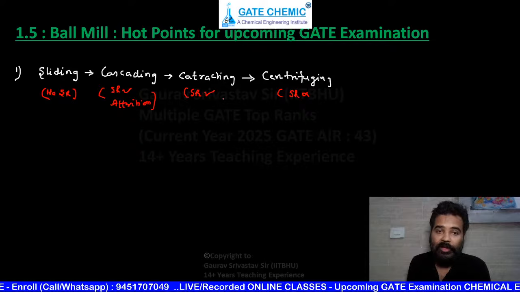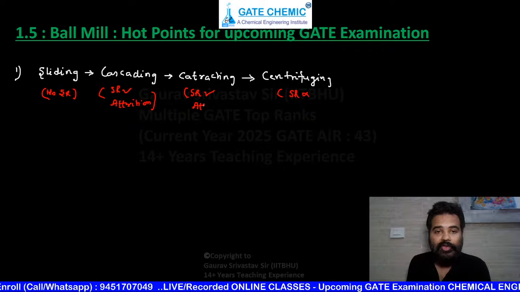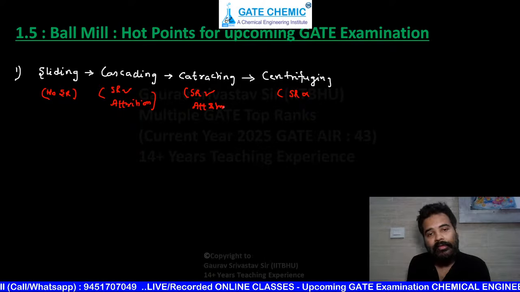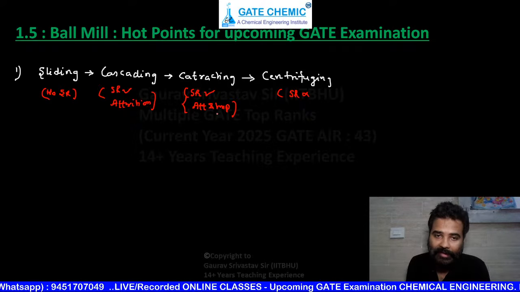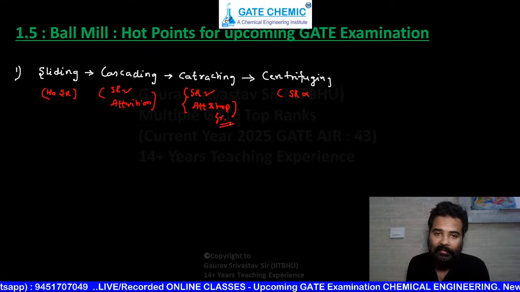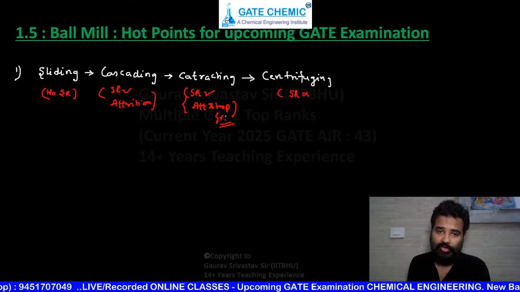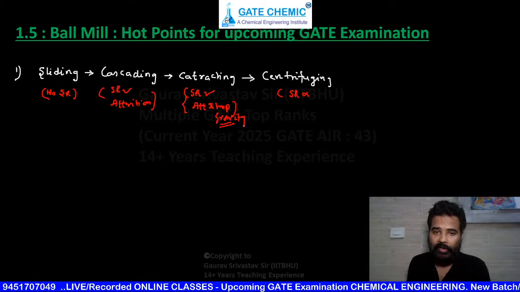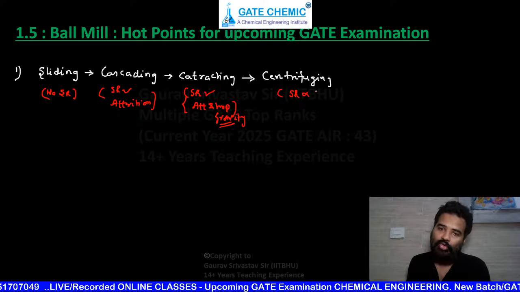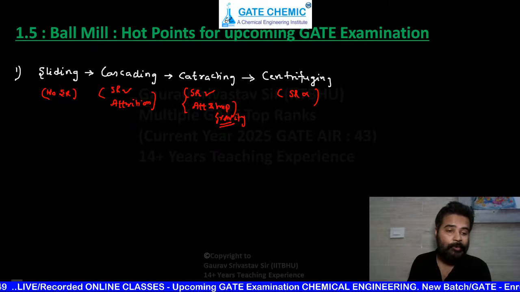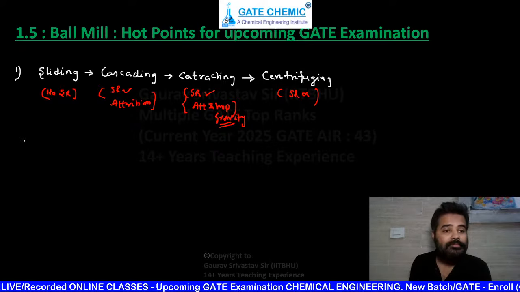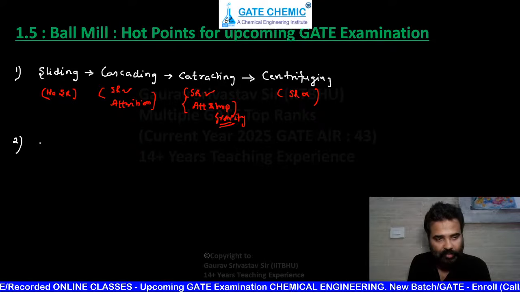Here, the principle is attrition and impact. And which type of impact? It's gravity impact. Please write it in full, don't use a short form. Gravity impact. And here also no size reduction. So this is point number 1 for this ball mill.